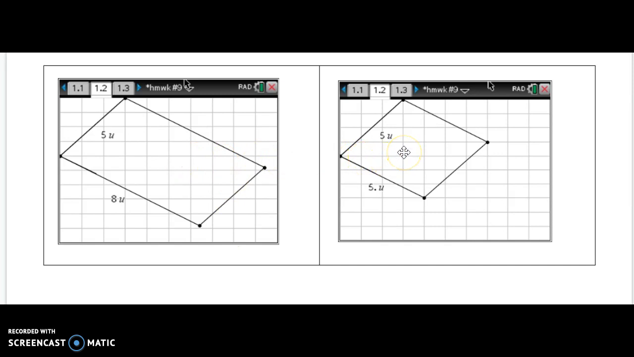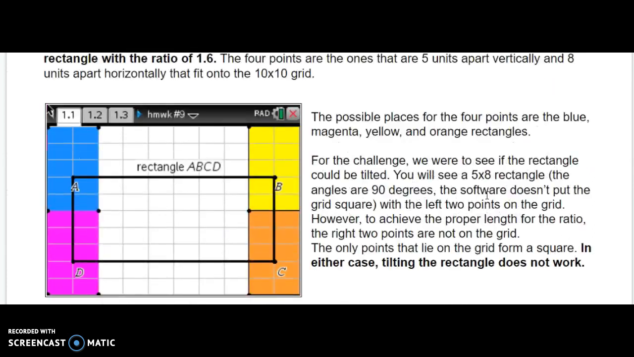So then I went over to this one, and the only points that fall on a grid, of course, are a square, and so therefore we wouldn't have the rectangle. So tilting it did not help us at all. So in conclusion, we have a 5 by 8 rectangle that's the closest to the golden rectangle.